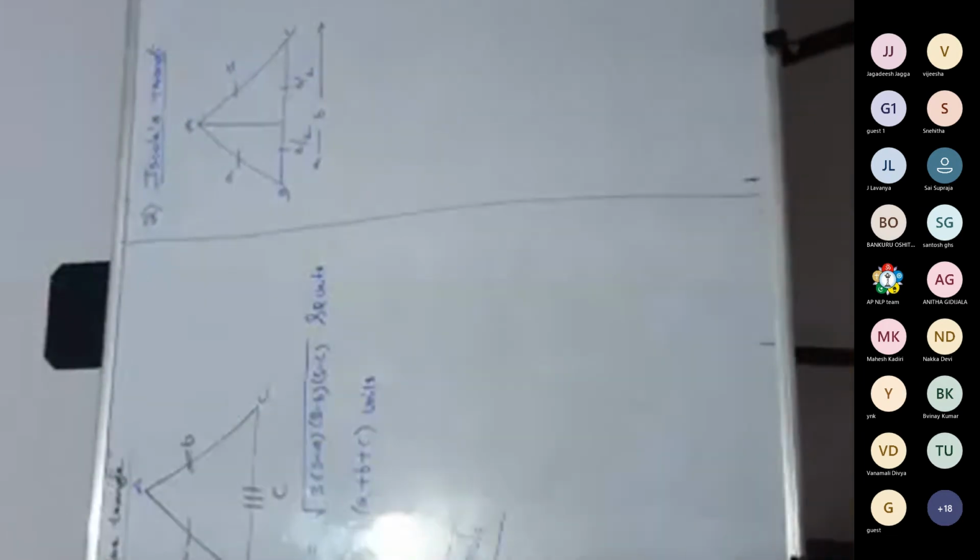While the class is going on, you write the notes parallelly. This is very, very important for us. Isosceles triangle: in the name itself, two sides are similar and one side is different. Two sides are similar, A and A, and one side is different, that is B, with half of it being B by 2.